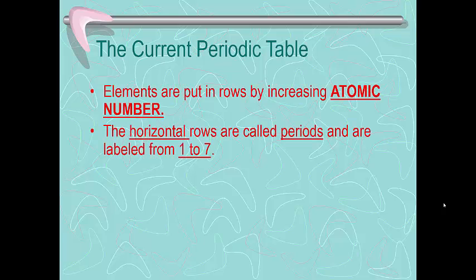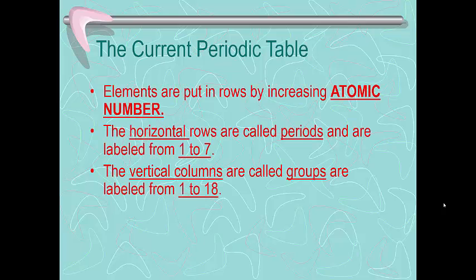Okay, the current periodic table is organized by increasing atomic number. And it's very important that you guys know that. Okay, it's the increasing atomic number. On the periodic table, you have horizontal rows, which are called periods, and you have 7 of those. Then you have vertical columns that are called groups, and those are labeled from 1 to 18.